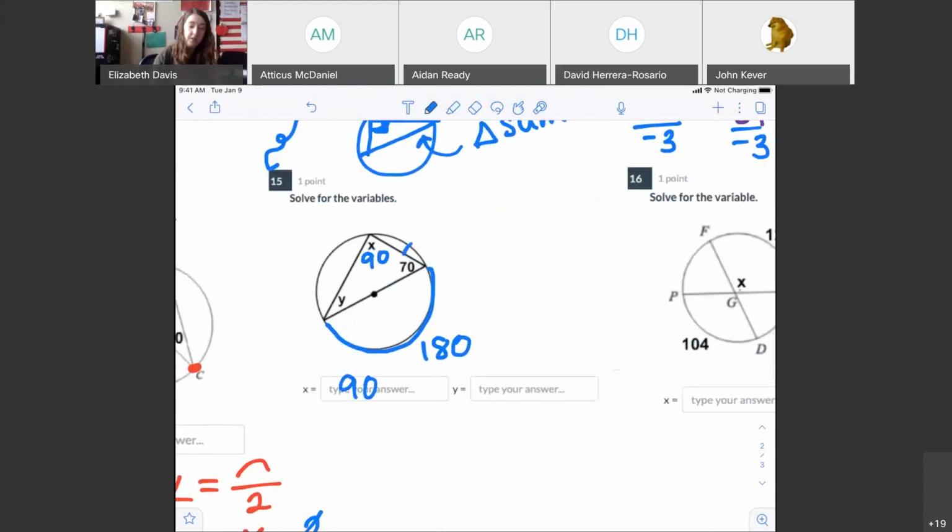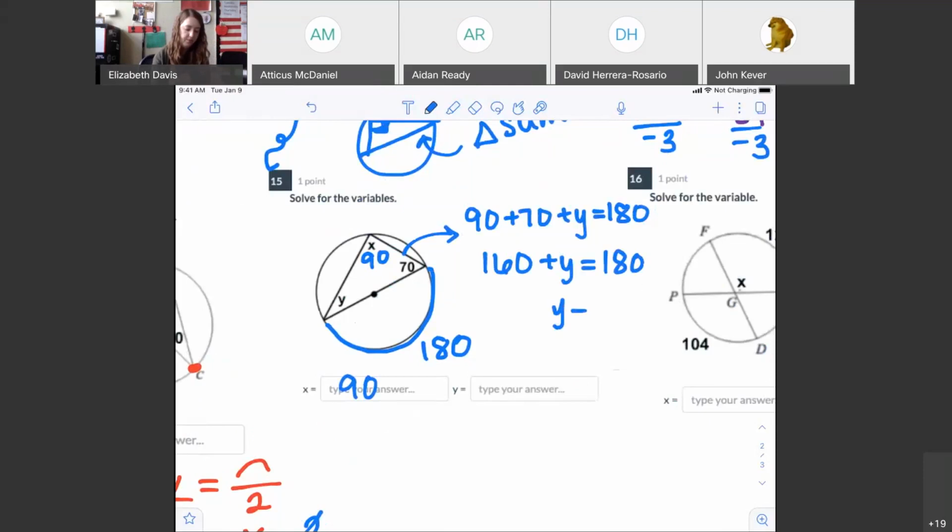Now with the triangle, we know that all the angles of a triangle add up to be 180. So we have 90 plus 70 plus y equals 180. 90 plus 70 is 160. So what is y equal to? 20. Beautiful.